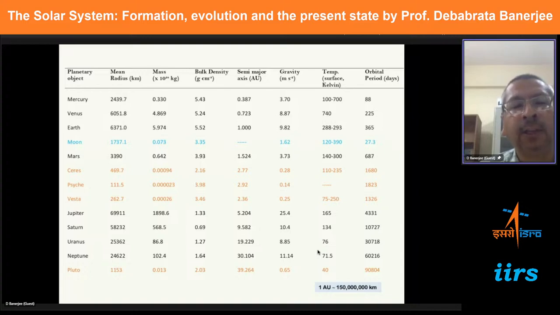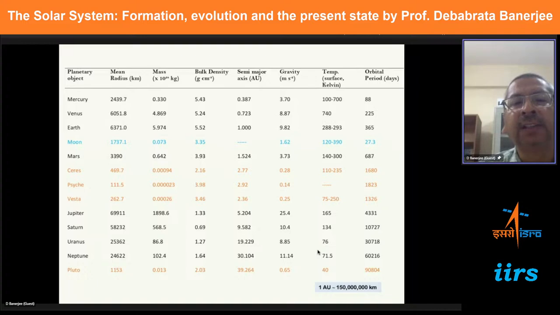And then you have the gas giants and the ice giants, and you can see a difference in the density. It's 1.33 for Jupiter, which is mainly hydrogen and helium, and so is Saturn. And then in Uranus and Neptune, you have volatiles as well, as will be shown later.